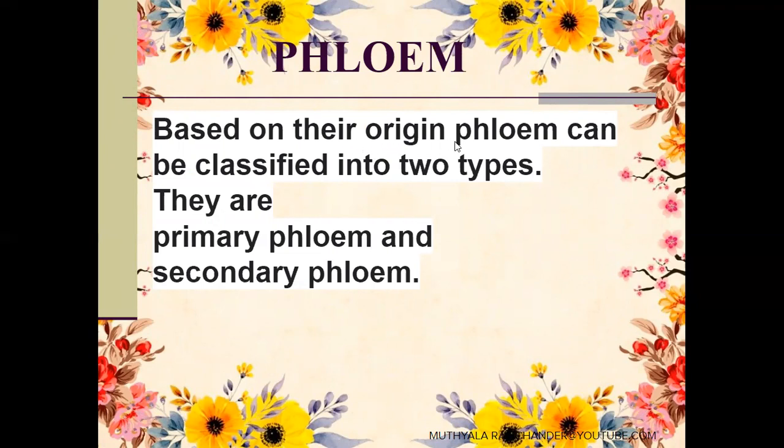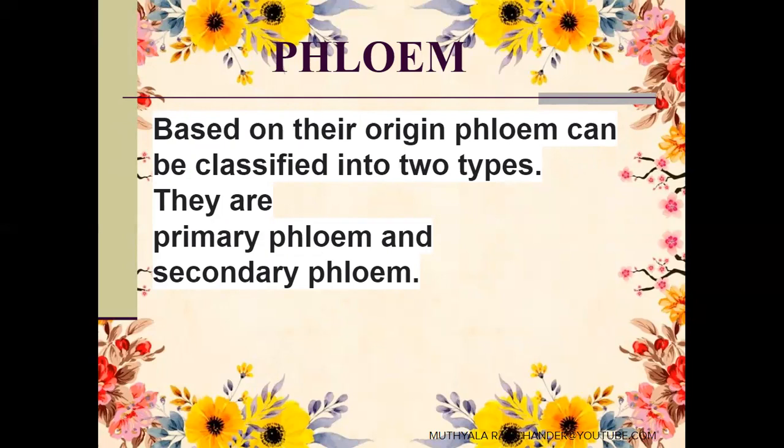based on their origin, phloem can be classified into two types. They are primary phloem and secondary phloem. Primary phloem is present in the primary parts of the plant body. Secondary phloem is present at the time of secondary growth. During secondary growth, newly developed phloem from the cambium is called secondary phloem.